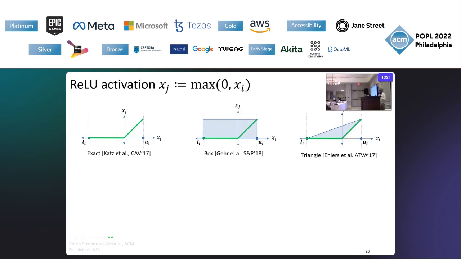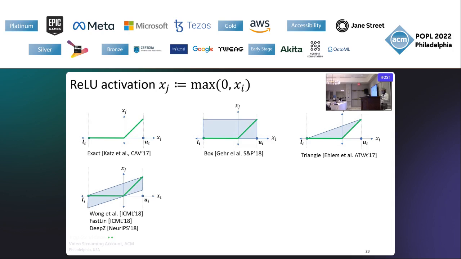But to answer your question, this cannot be expressed in DeepPoly because here you have two lower bounds. It says that xj is greater than 0 and xj is also greater than xi. Because it has two lower bounds, it cannot be expressed in DeepPoly. So you can only have one of these. That is the restriction for scalability, and I will show why that is needed. Zonotope is a center-symmetric polyhedron, so it also cannot encode the triangle exactly.